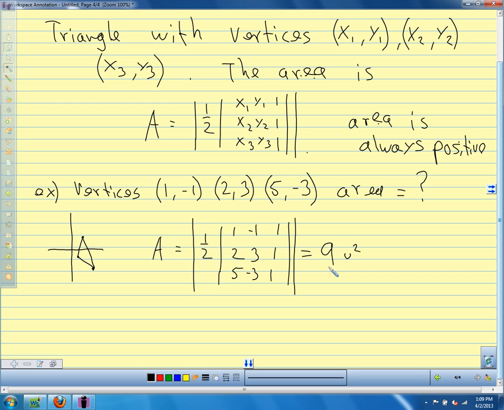Questions on that? Okay. On Wednesday, we'll talk about how to figure out if 3 points in space lie on a line.